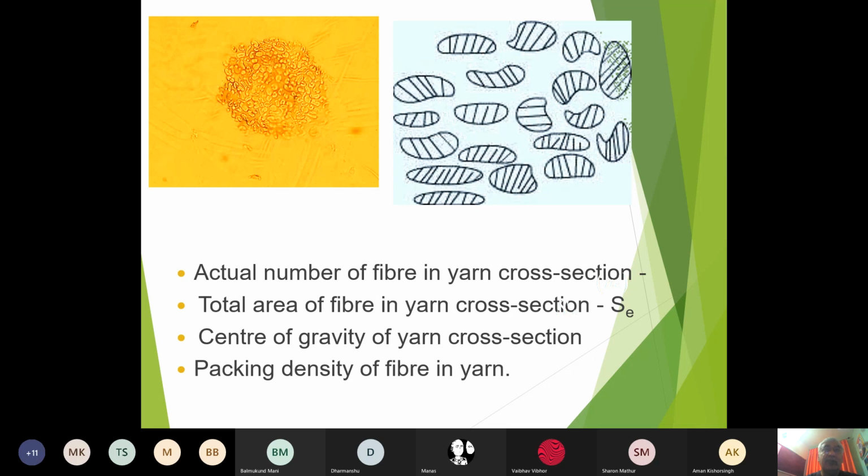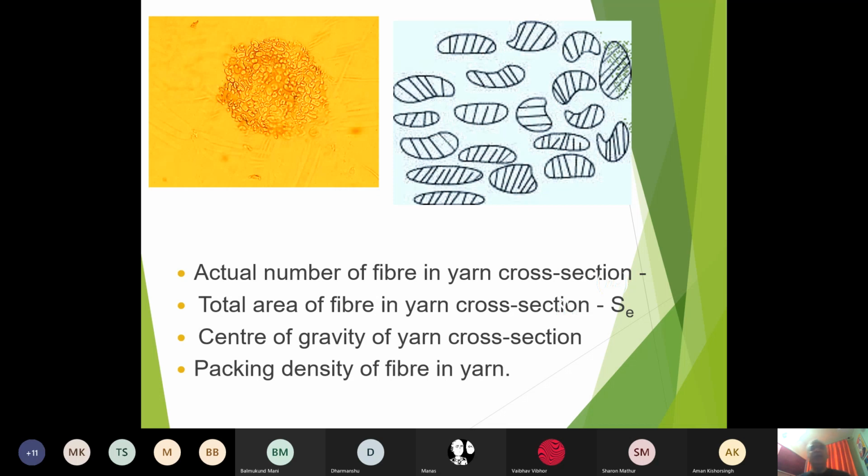Take a typical case. Suppose my fiber is straight and parallel to the yarn axis, and I cut the cross section, and the cross-sectional shape of the fiber is circular. The moment I cut the cross section, I get a circular cross section. But if the same fiber is inclined at an angle, say beta i, where i is the radial position of the fiber, then the cross section of the fiber will not be circular. It will be elliptical.